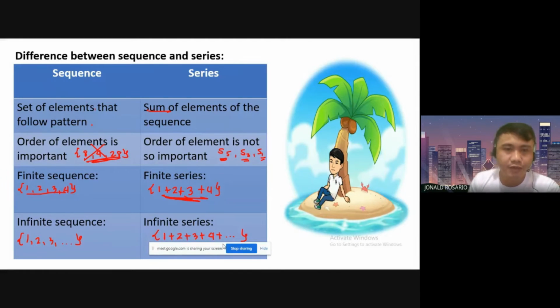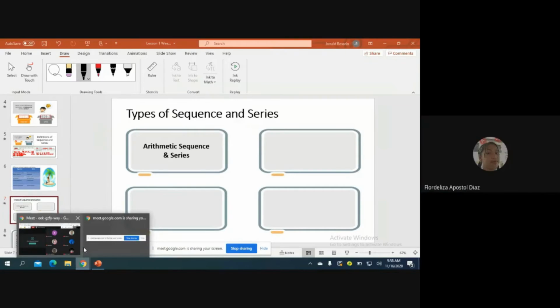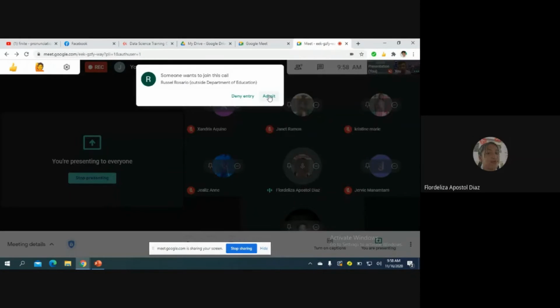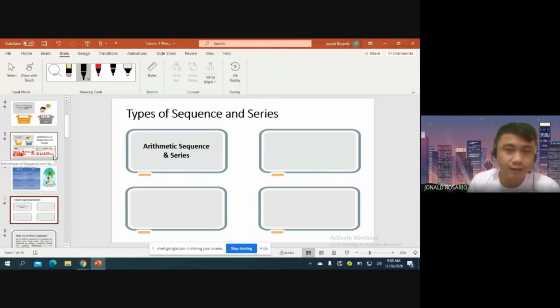Okay, so mayroon ba kayong questions? Any question about the difference? Anyone? Wala po, sir. Wala naman. Malinaw ba yung difference ng sequence and series? Okay naman.